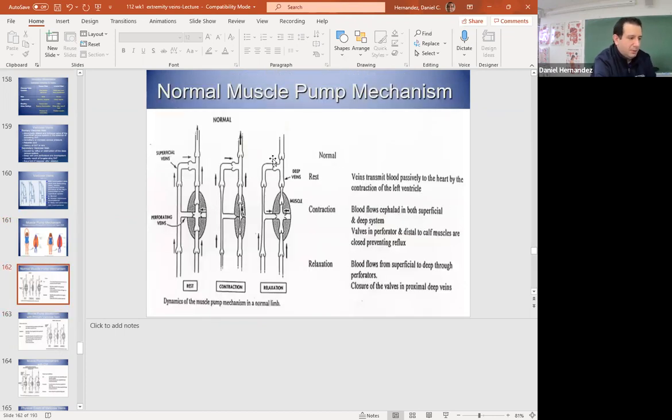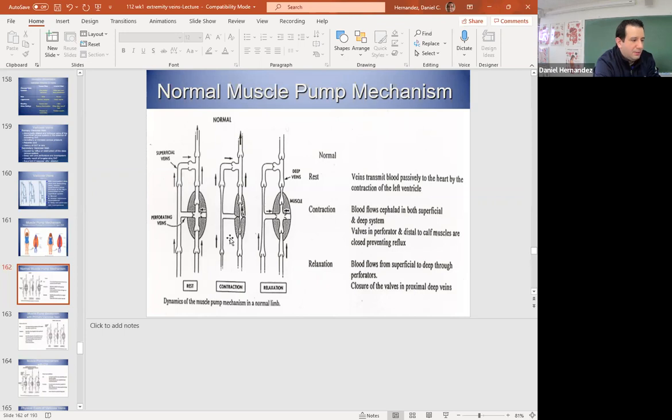So this is just a little more detailed diagram showing the directions of blood flow involved in rest, contraction, and relaxation with the calf muscle pump. When the calf muscle is at rest, normally we should have blood flow returning back up towards the heart, traveling upwards in both the deep and the superficial veins. And we should have normal blood flow across the perforators from superficial into deep.